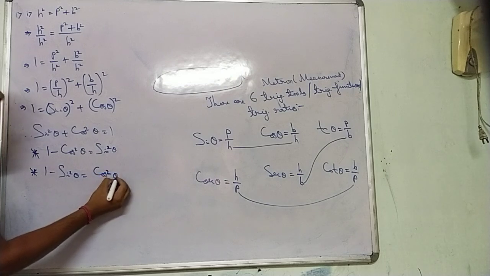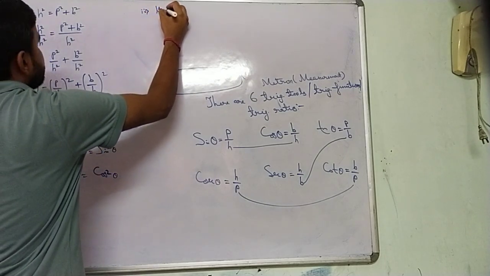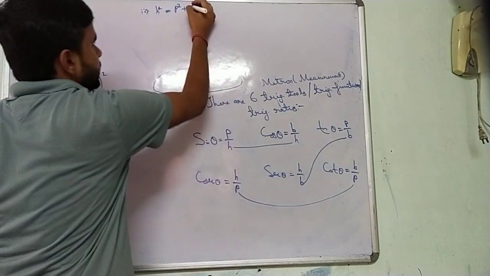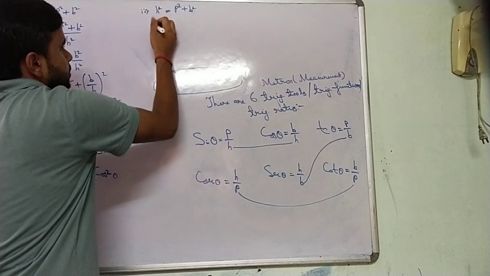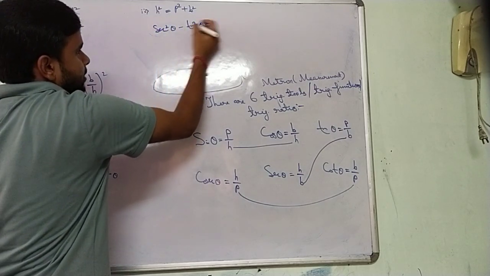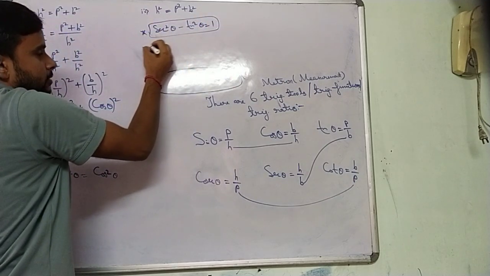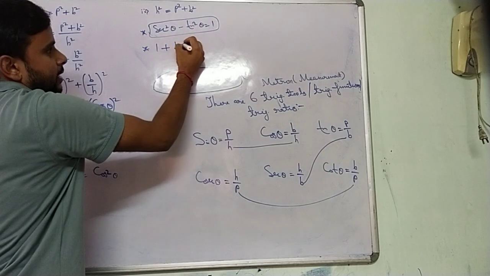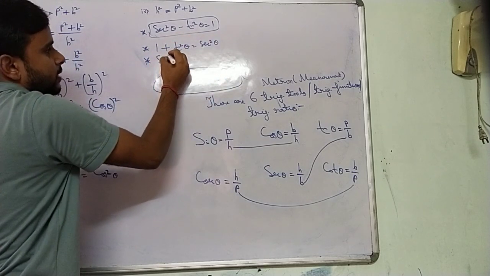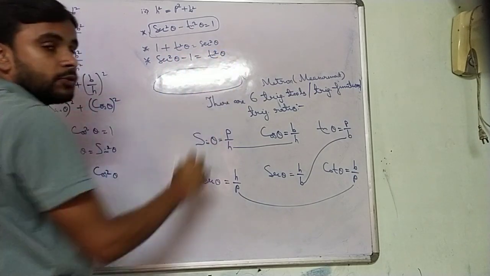Okay. Similarly, by dividing this Pythagoras theorem both sides by b square, we get sec square theta minus tan square theta equals to 1. This is the second identity. Using this identity, we can write down 1 plus tan square theta equals to sec square theta, and sec square theta minus 1 equals to how much? Tan square theta. Fine, everyone?